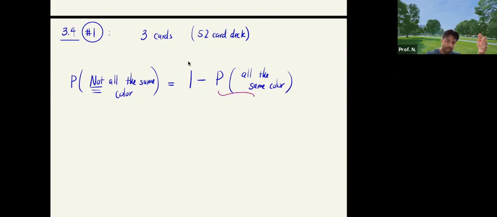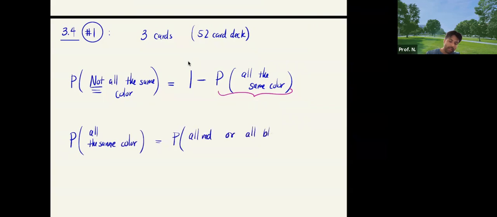Now, in this probability, we have to consider 2 cases. Either they're all red or they're all black. Those are the 2 different colors in a 52 card deck, right? You have the red suits, which are the hearts and the diamonds, and the black suits, which are the clubs and the spades. So then let's look at that. The probability, all the same color, is the probability that they're all red or all black. Mutually exclusive, correct? So this is the same as the probability of all red plus the probability of all black.